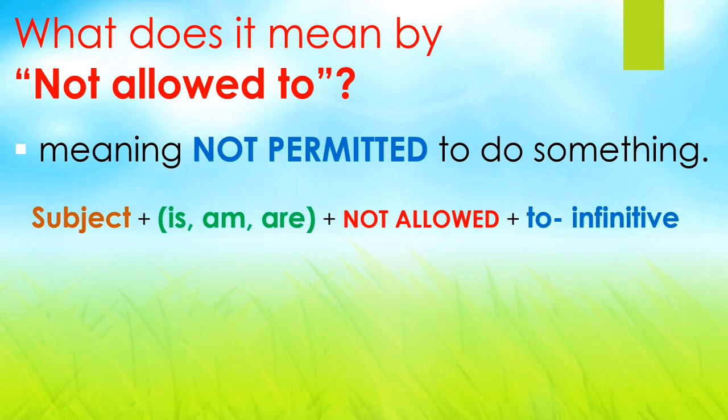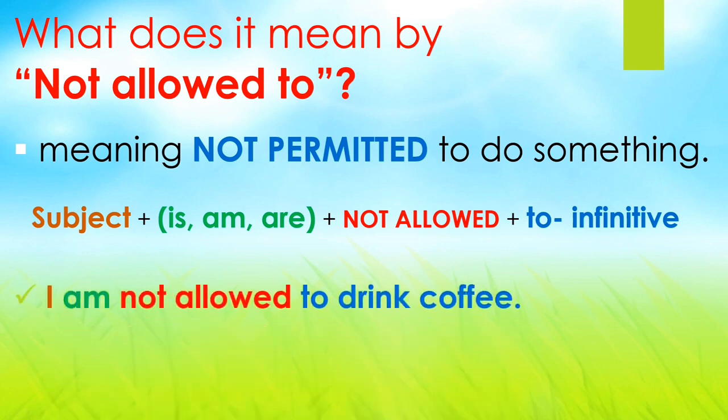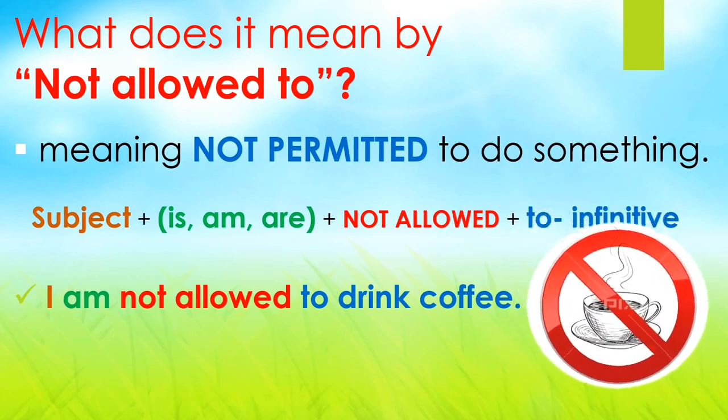We have here the structure on how to construct the sentence. First, we have subject plus the verb to be, am, is, are, plus not allowed, and then we have to add infinitive to. Let's have an example. I am not allowed to drink coffee. Again, I am not allowed to drink coffee, meaning you cannot drink coffee because you are not permitted to drink.